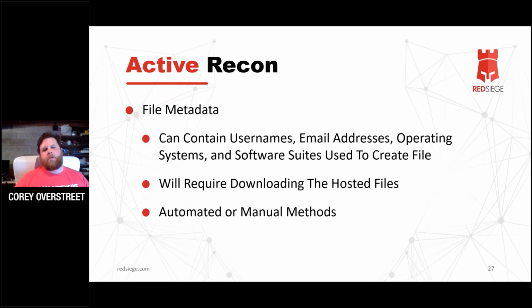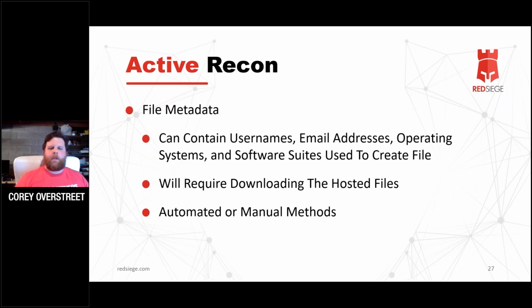And using that information, you can actually go ahead and start building username lists for once you land on the network. You have lists of users who you can convert the email addresses into usernames for further attacks once you get in. But you can also get what kind of operating systems they use, so you can figure out if they're Windows, Mac, or Linux environment. And the software suites used to create it. So if they're using Microsoft Office, if you're seeing Windows file paths in the metadata, you've got a pretty good idea of what kind of systems you're going to land on once you get in.